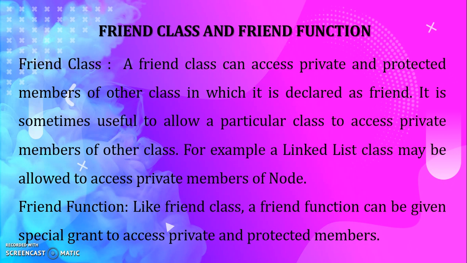Friend class and friend function. Friend class. A friend class can access private and protected members of the other class in which it is declared as friend. It is sometimes useful to allow a particular class to access private members of another class. For example, a linked list class may be allowed to access private members of node.